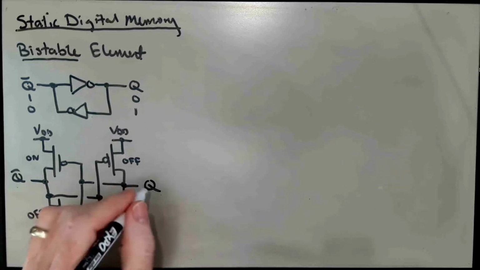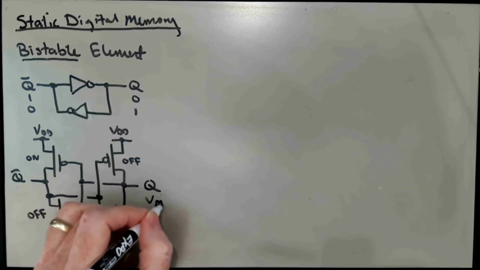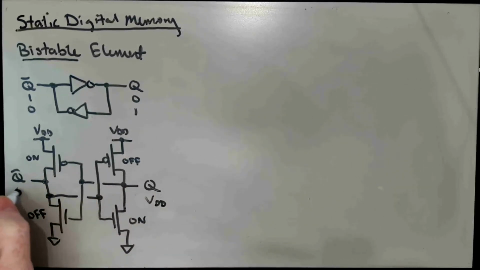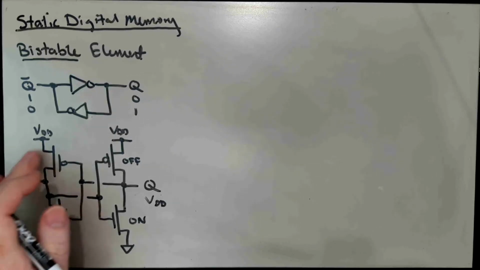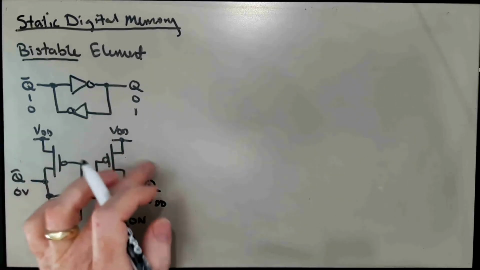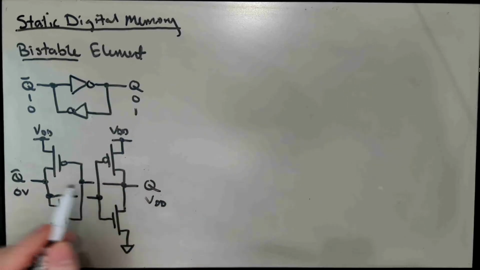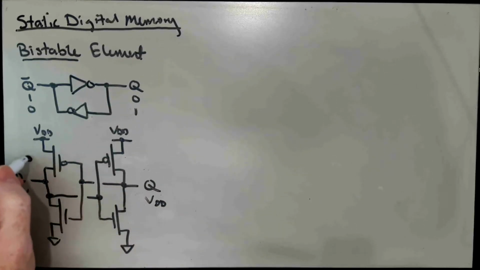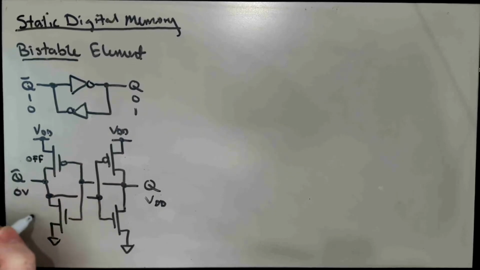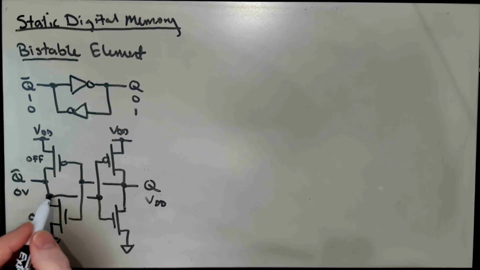And so that means that Q is at VDD, and Q bar would be at 0. Let's think about the state of these transistors here. With Q at VDD, this transistor is going to be off, and this transistor is going to be on, strongly pulling Q bar down to ground. So that's consistent with Q bar being at ground.